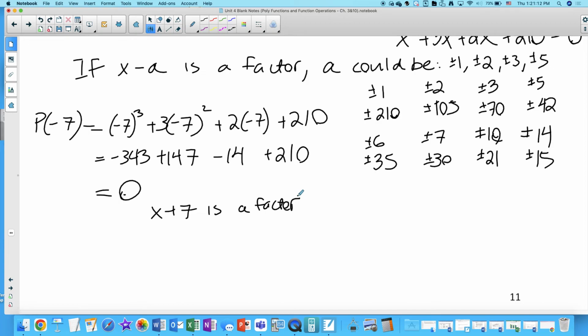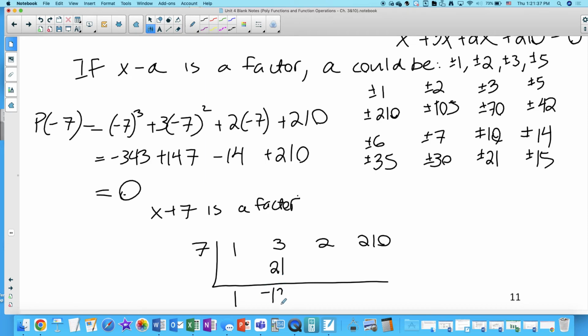Okay, so if we factor that out using synthetic division to see what else is possible, because sometimes you may have more than one solution that works. We will have a 7 here. I'm going to do my synthetic division. So this is 1, 3, 2, and 2, 10. Okay, so that's 1, 21. 3 minus 21 is negative 18. Uh-oh. What is that? 7 times negative 18. Negative 126.